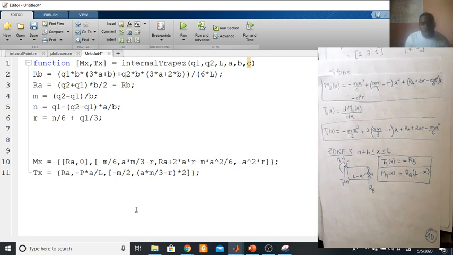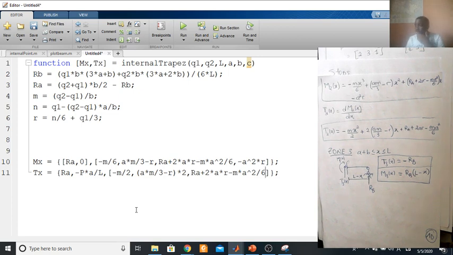We now need a term in the constant, right? So the constant will be RA plus 2 times A times R minus M times A squared divided by 6. Yeah, so that will do. If I've done a mistake, you let me know. Alright? If I've done a mistake, you let me know.